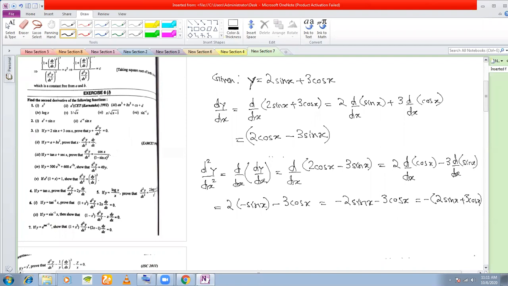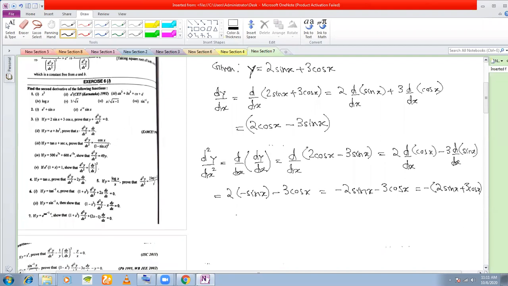So you found out d2y dx2. What do you have to prove here? y plus d2y dx2 is equal to 0. So let us start from the left hand side. Left hand side is y plus d2y dx2.